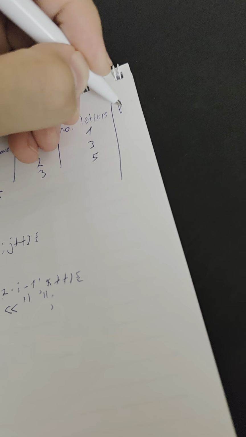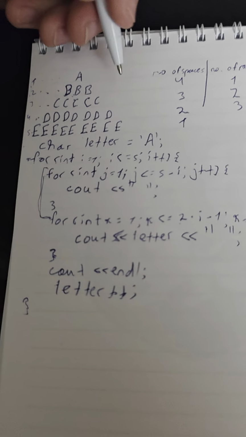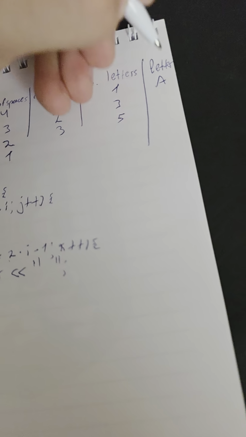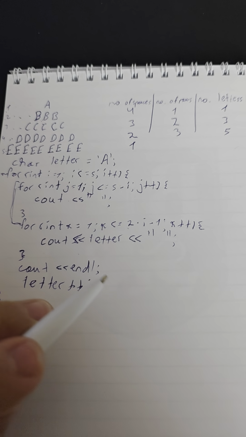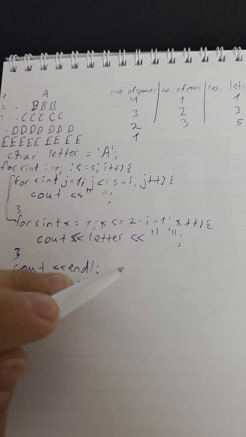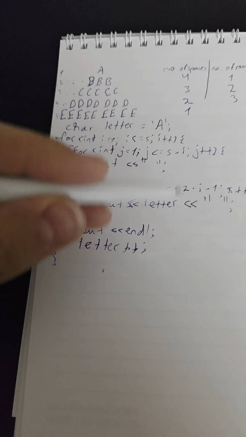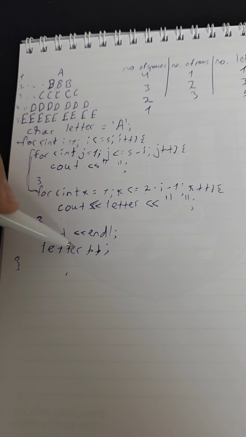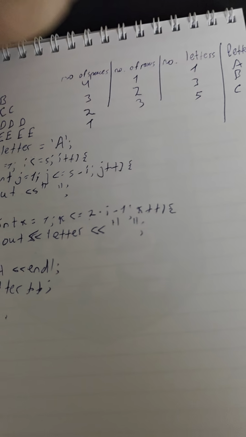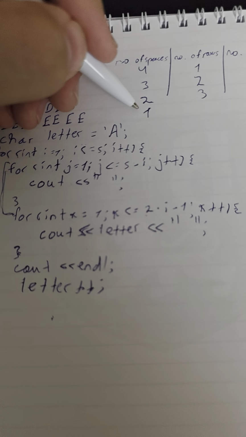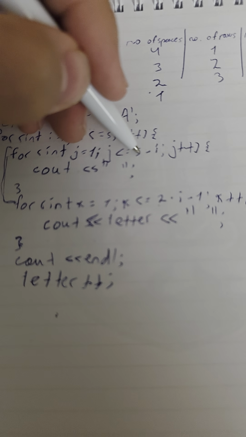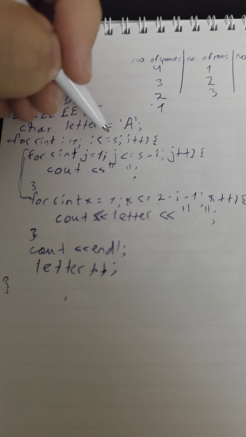I forgot that about the letter itself. So here the letter equals A, while i is equal to 1, and then letter plus plus equals B, and then the whole code again, and letter plus plus equals C. So the number of spaces decreases, and here i will be 4.